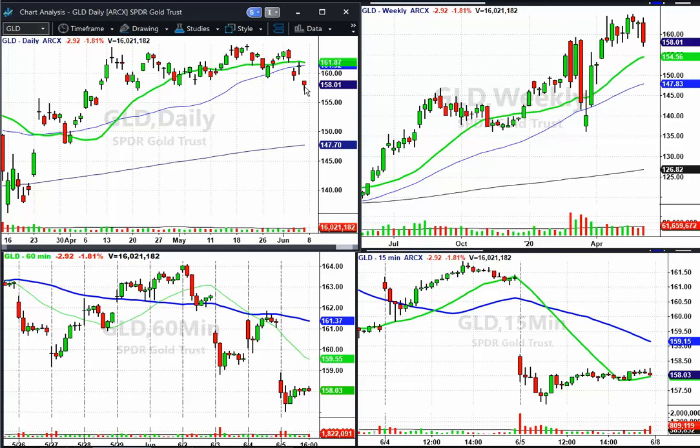But you can see here, this bottoming tail, as it took out some support areas here, right, and tested this support area here. So I think this is a buying opportunity in this area with a stop slightly below these areas. Because really, if it breaks through 157, 156, it's got a little bit of support here at 155, and then the next support layer is down here at about 150.